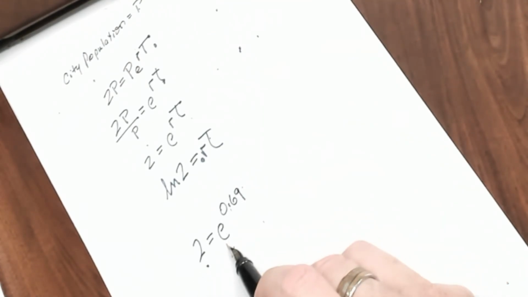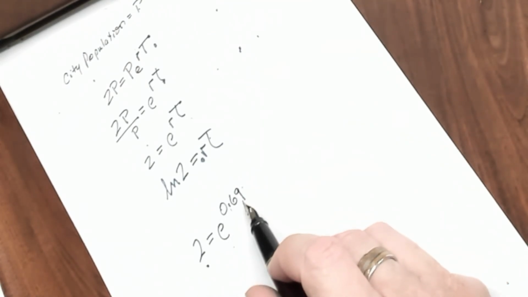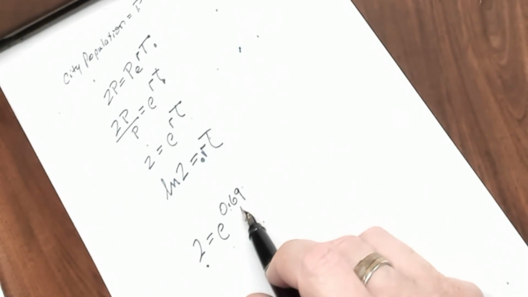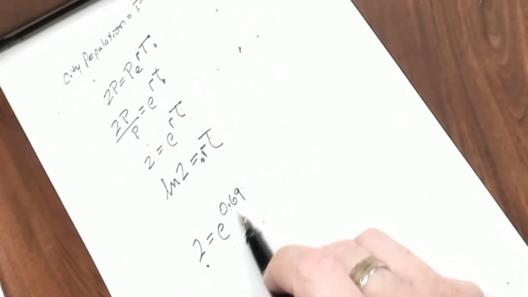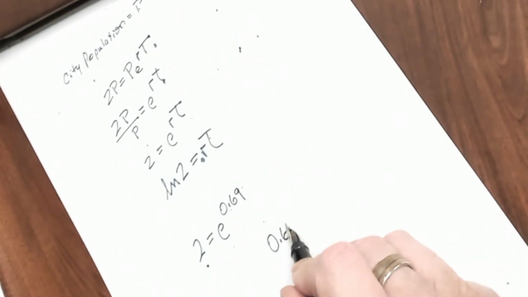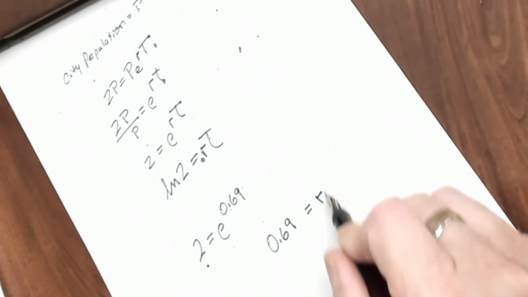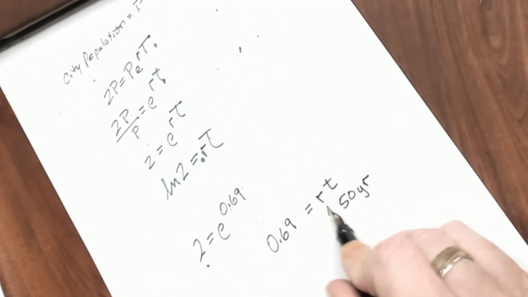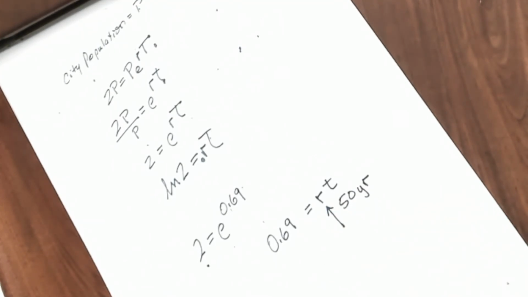So here's where we stand. 2 equals E raised to the power of 0.69. Remember, E is greater than 2. It's actually 2.71828. So it makes sense that you would have less than 1 in the exponent here. But what about this 0.69? Where does that come from? That equals the growth rate times the time. Well, we know that the time is 50 years. What's the growth rate? That's actually very easy to figure out.